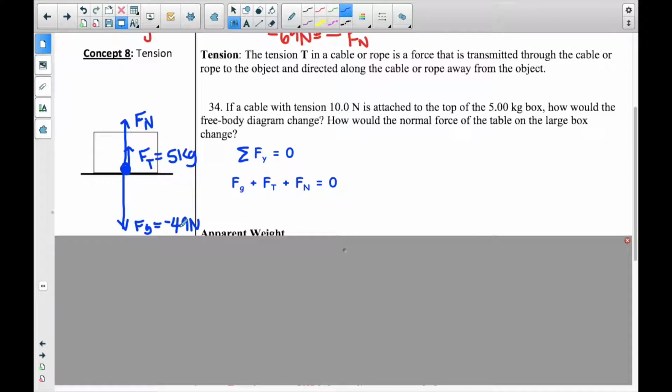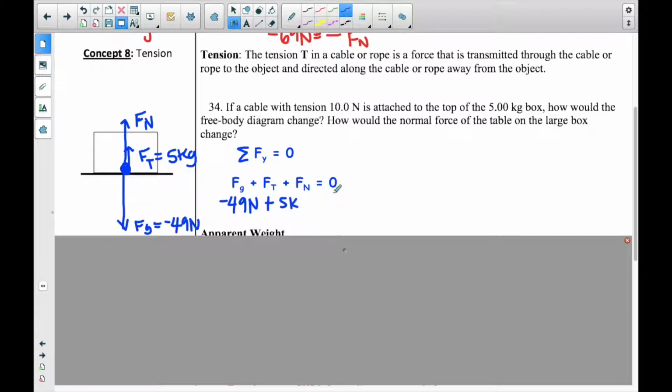But this time it's not going to be exactly equal to 49 because we have this 5 kilogram tension, which is kind of easing the job of the table, right? The table has to support it. Well, if I pull up with 5 newtons, it's going to make that a little bit easier. So my force of gravity is negative 49 newtons. My force of tension is going in the positive direction. It's going up.